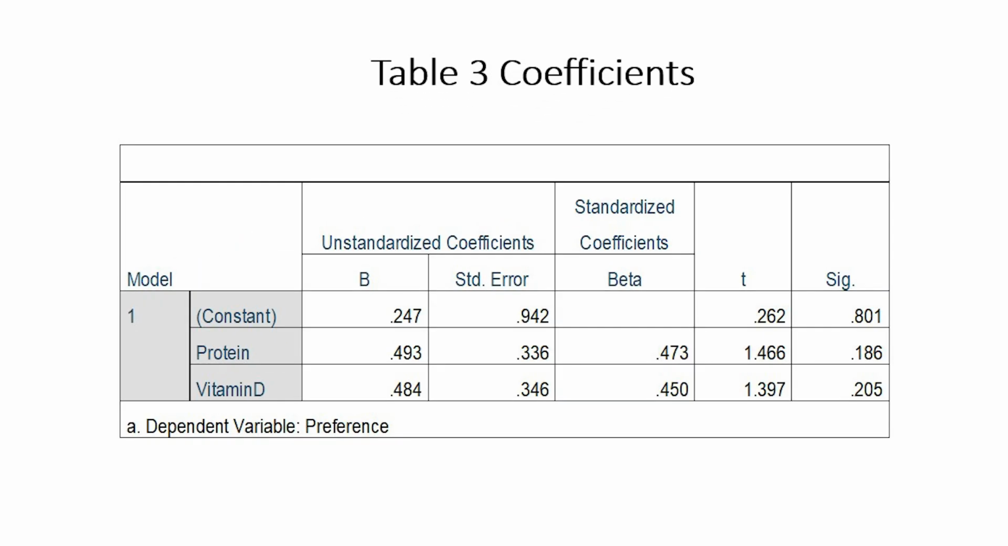Table 3 is for the coefficients, and you can see from table 3 that the values of the coefficients are the same as what we have manually calculated: B0 0.247, B1 0.493, B2 0.484. In table 3, the values of standardized beta coefficients are also given, for protein intake as 0.473 and for vitamin D intake 0.450.